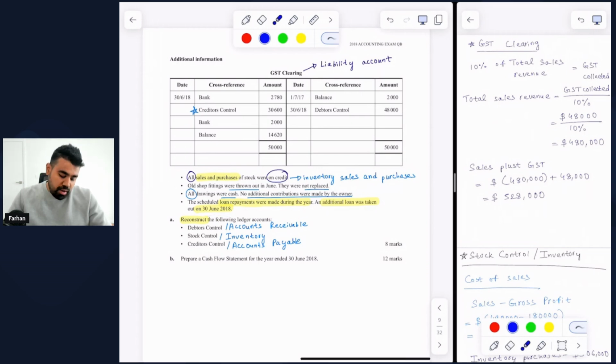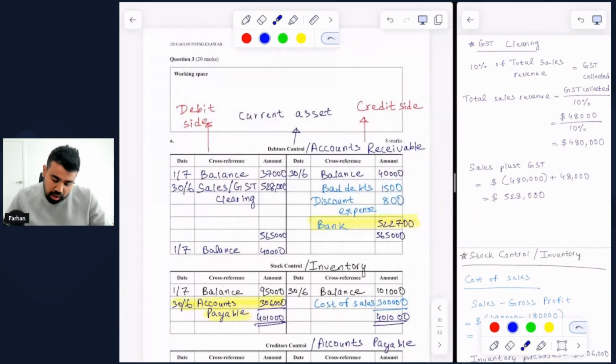The first requirement is to reconstruct the ledger accounts for accounts receivable, inventory, and accounts payable. So the outline has already been given here, and I have solved them for you. So I'll explain each and every step on what we have done.